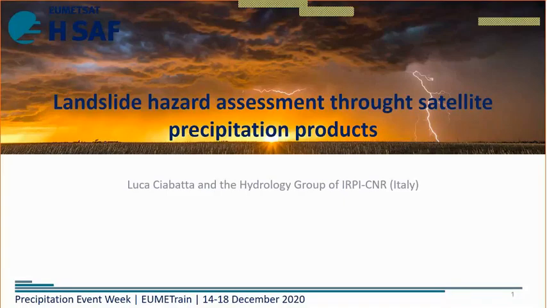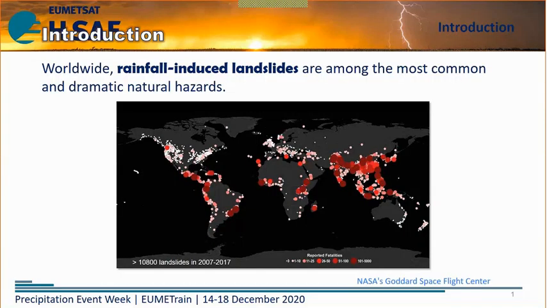Good morning, everybody. Today I will show you some applications related to the use of satellite rainfall data for landslide risk assessment. Let's start by saying that landslides are one of the most common and dangerous natural hazards, causing every year several damages and loss of human lives.